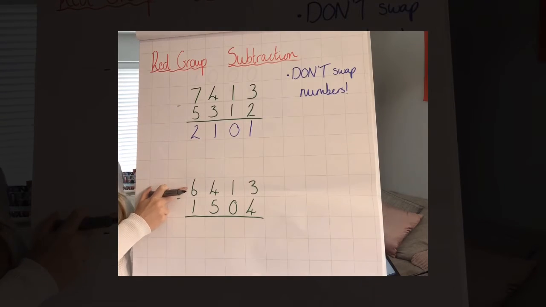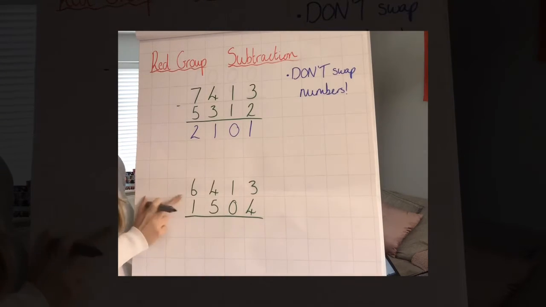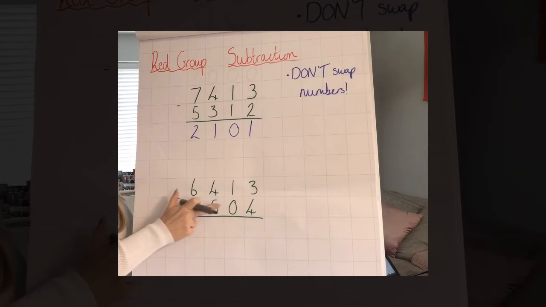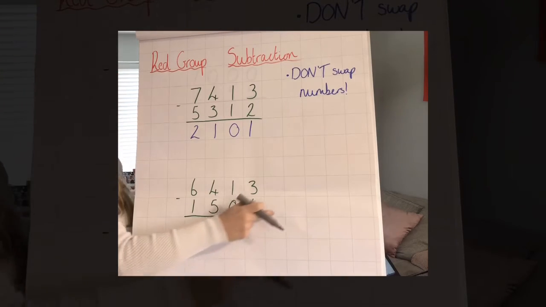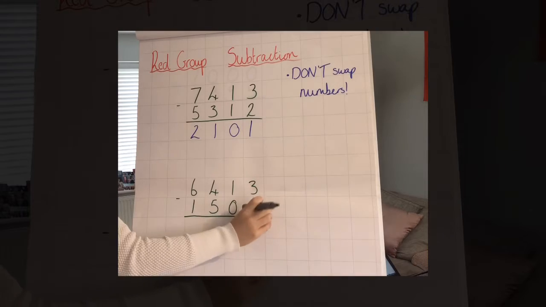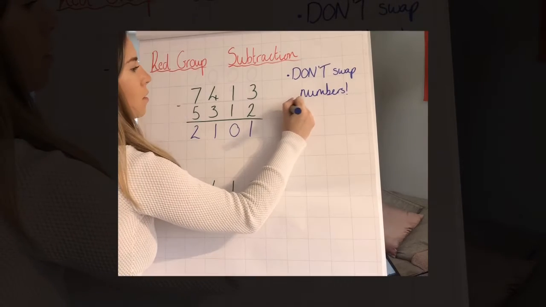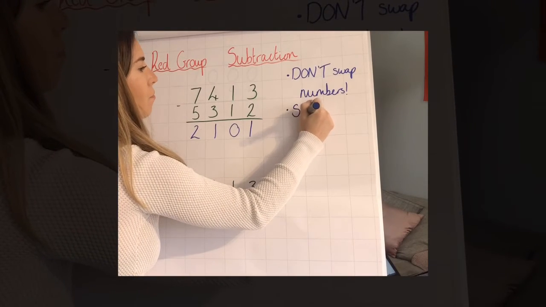Okay, let's have a look at a slightly harder one. Okay, I've got 6,413 take away 1,504. So I'm going to start over on my right hand side. So remember to start with your ones column.